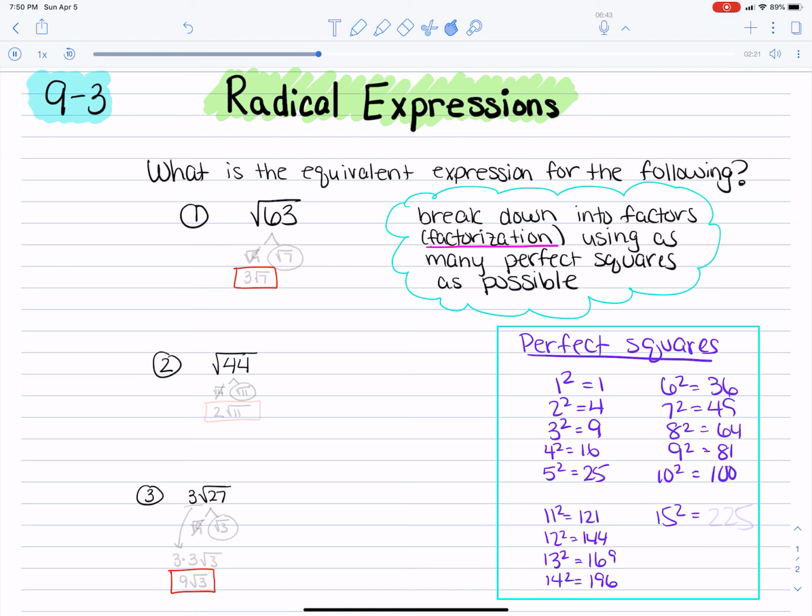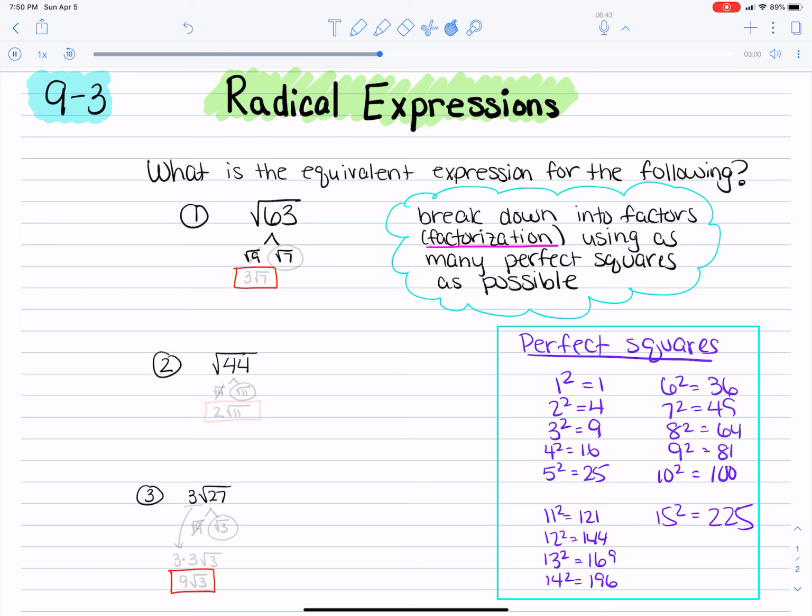All right, so if we look back at the square root of 63, we want to factor that into as many perfect squares as we can. So if we break this down, we're going to look at 2 factors of 63 and hope that at least one of them is a perfect square. Well, I know 2 factors that make up 63 are 9 and 7, because 9 times 7 gives me 63. Okay, so 9 is a perfect square.